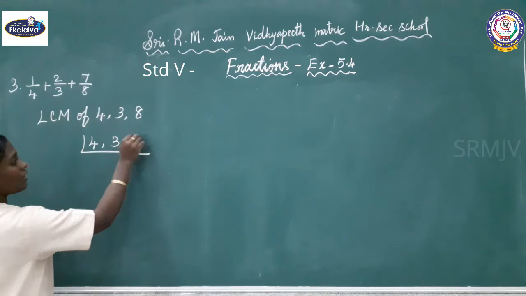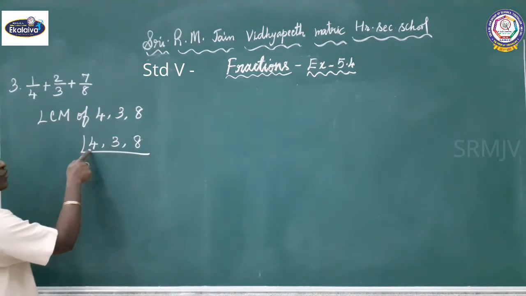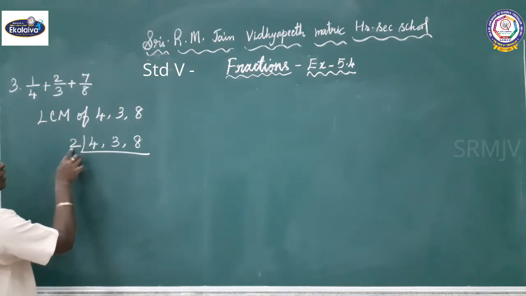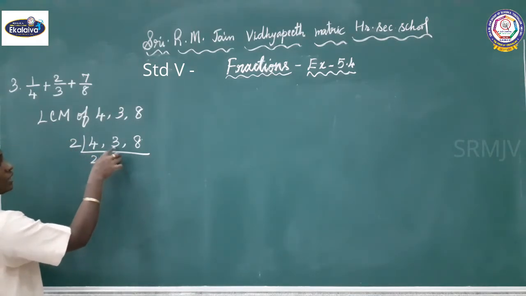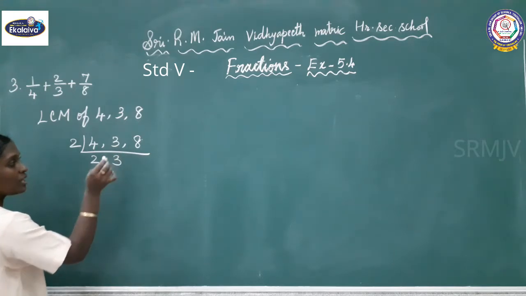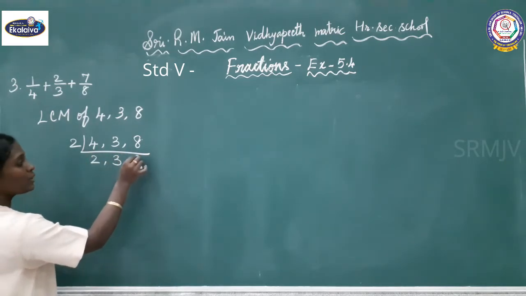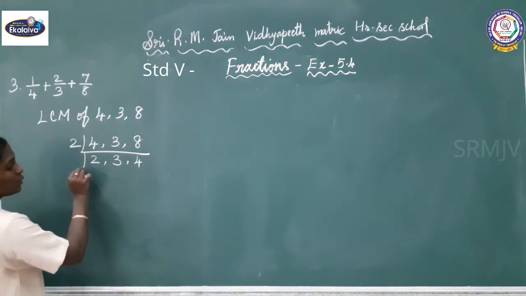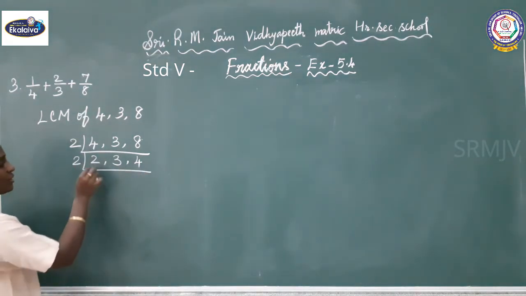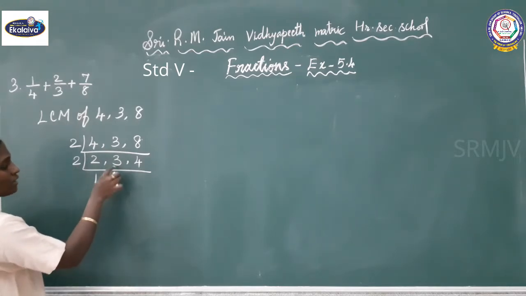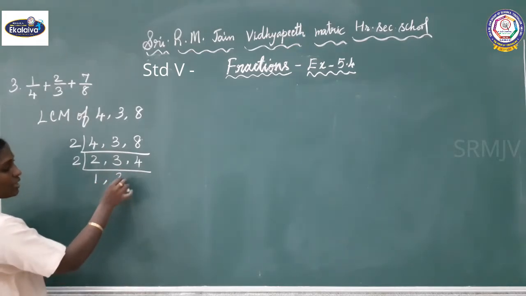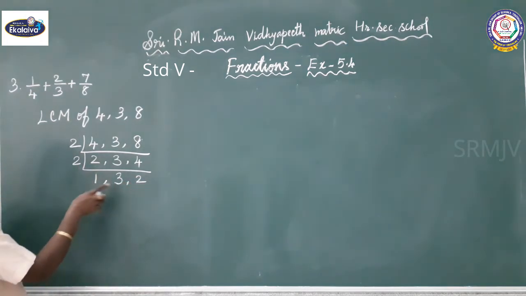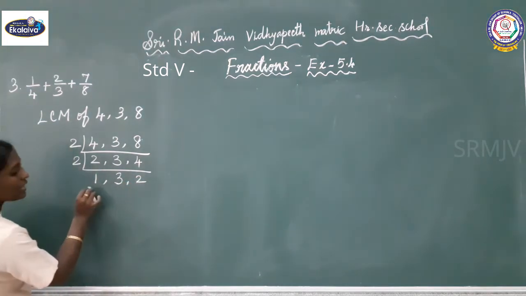4, 3 and 8. Except 3, 4 and 8 are divisible by 2. So 4 divided by 2, 2. Here 3 is not divisible, so we have to keep as it is. Then 8 divided by 2, that is 4. Again 2 and 4 are divisible by 2. So again we are going to divide. 2 divided by 2, 1. 3 is not divisible, so we have to keep as it is. And 4 divided by 2 is 2. Here now we got all the prime numbers. So we can stop here.